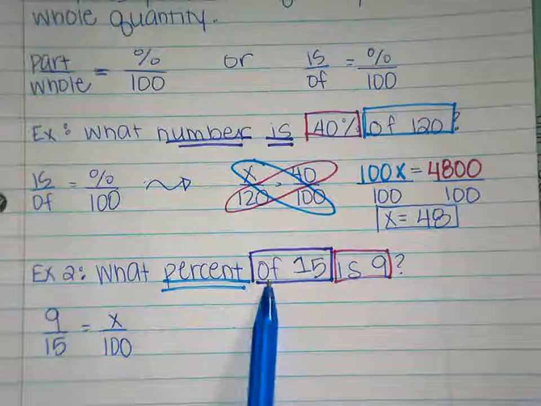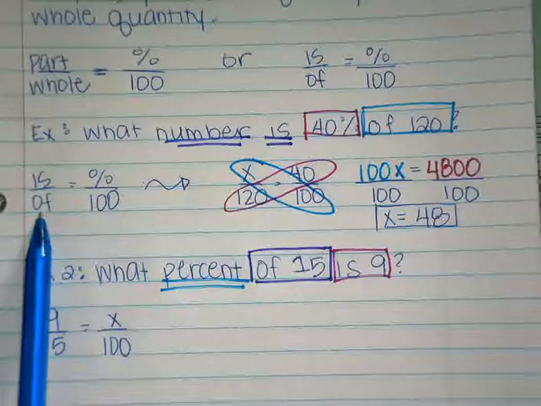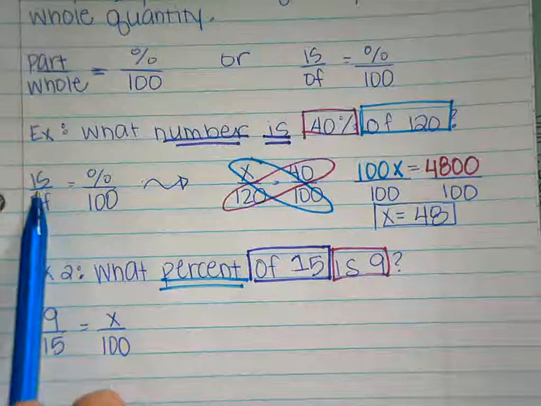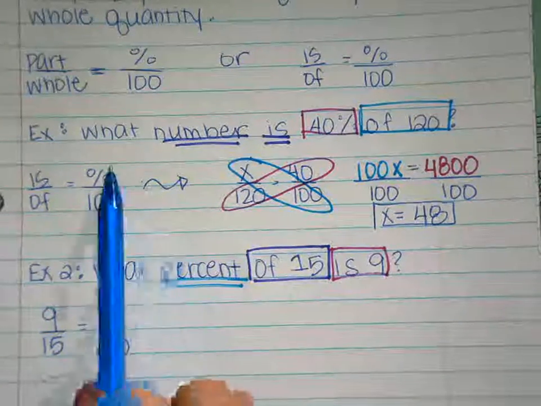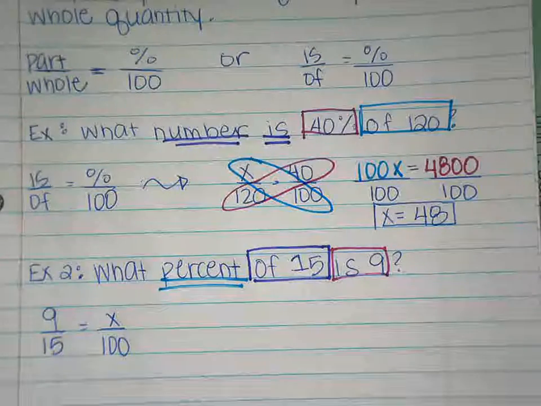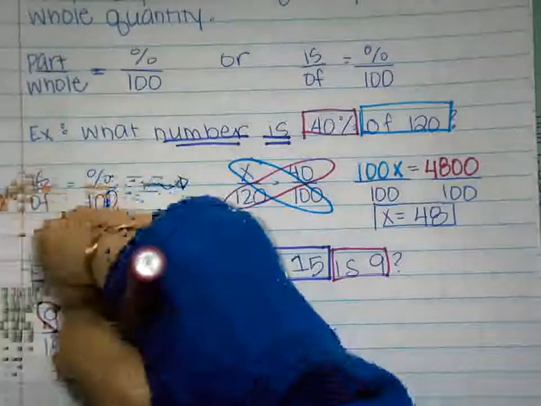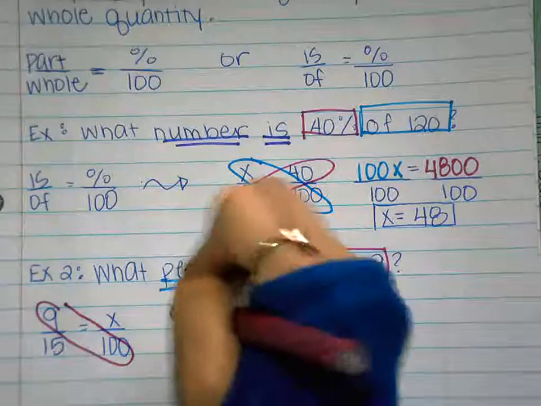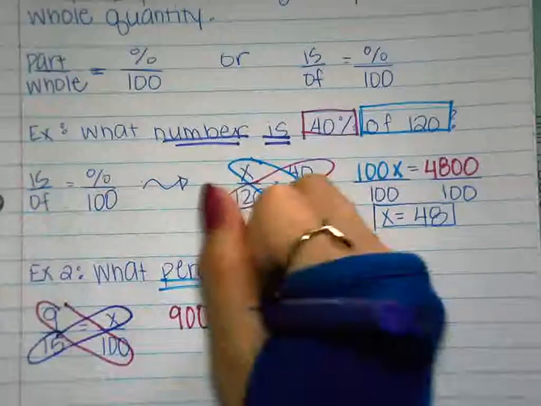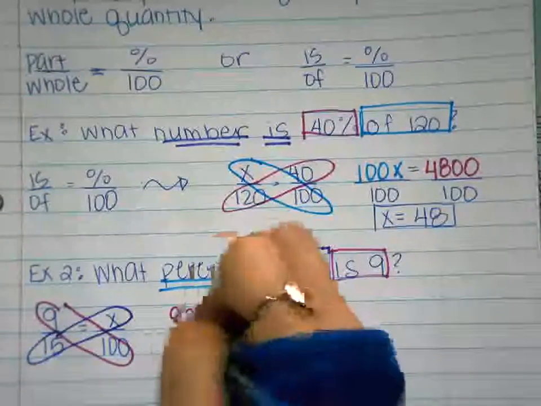So what's my of? So I put my 15 in that bottom spot right there. What's my is? So I put that 9 where my is. I don't know my percent, so X has to go in that percent spot. 100 always stays the same. So now we do what? Cross multiply. What's 9 times 100? What is 15 times X? 15x. What do I do now? Divide by 15.